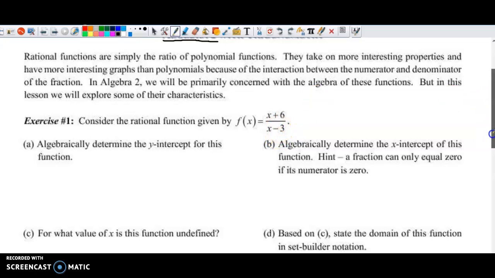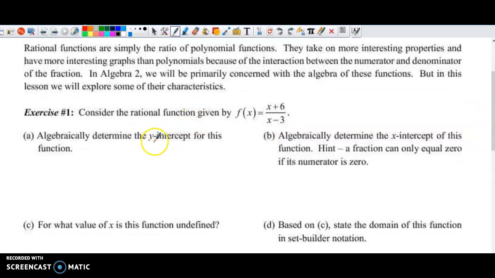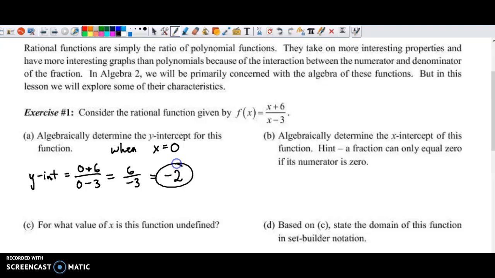else, a different number. So if you remember to find the y-intercept, I hope I've drilled this into your head enough that you know the y-intercept is when x equals 0. And so you can quickly figure out the y-intercept by plugging in 0 for both those x's. Well, think about what 0 plus 6 is, as well as 0 minus 3. We're looking at 6 divided by negative 3, which is negative 2.